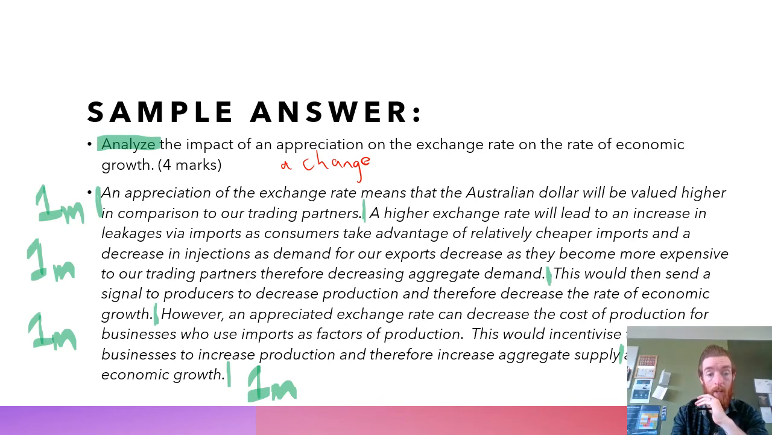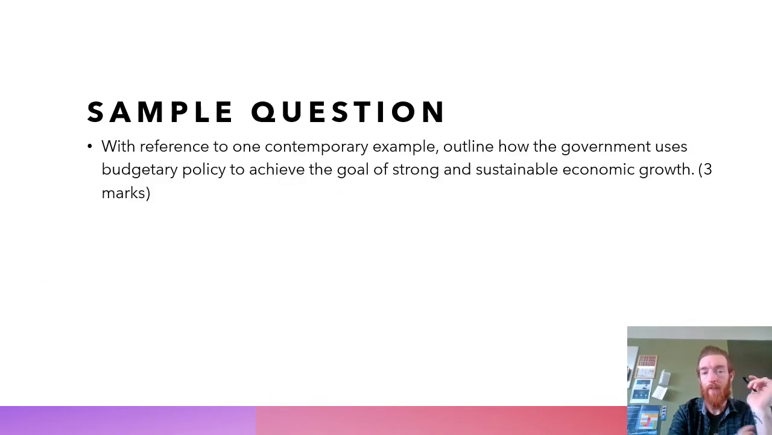Now for our final sample question. With reference to one contemporary example, outline how the government uses budgetary policy to achieve the goal of strong and sustainable economic growth. So this is loosely tying into Unit 4 stuff, but still a question you could realistically be asked now, based on the fact that in your classes you would have had to look at budgetary policy and how the government uses budgetary policy to try and achieve economic growth.